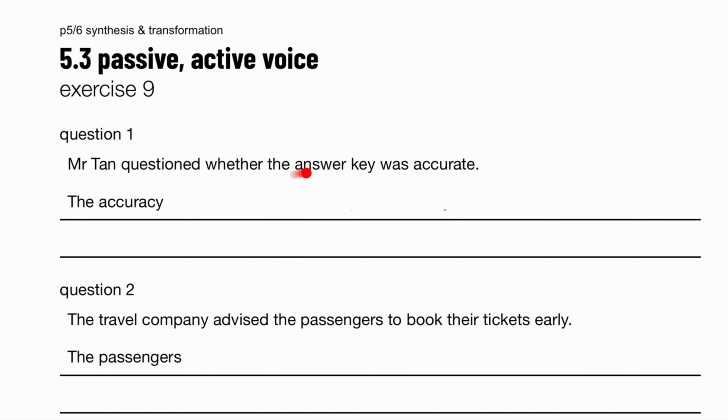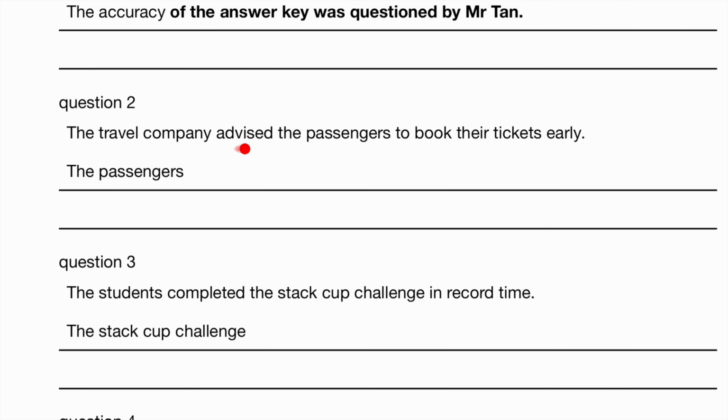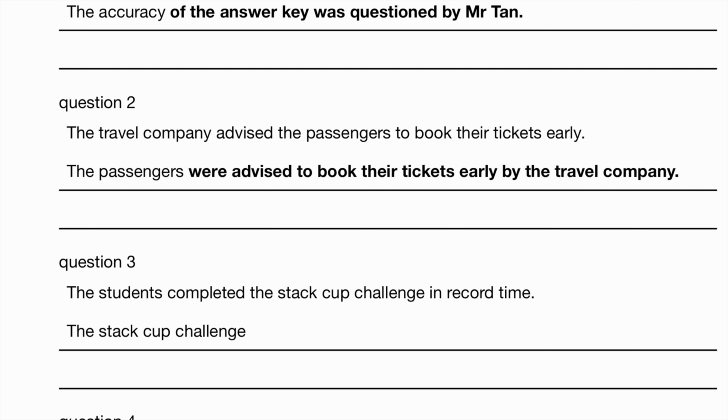Mr. Tan questioned whether the answer was accurate. The accuracy of the answer key, right? So make sure that we use the past tense as well, was, and accuracy is singular, therefore we use was. Accuracy, singular. The travel company advised the passengers to book their tickets early. The passengers, now we are using the past tense, are we? Were advised to book their tickets early by the travel company. Possible answer: the passengers were advised by the travel company to book their tickets early.